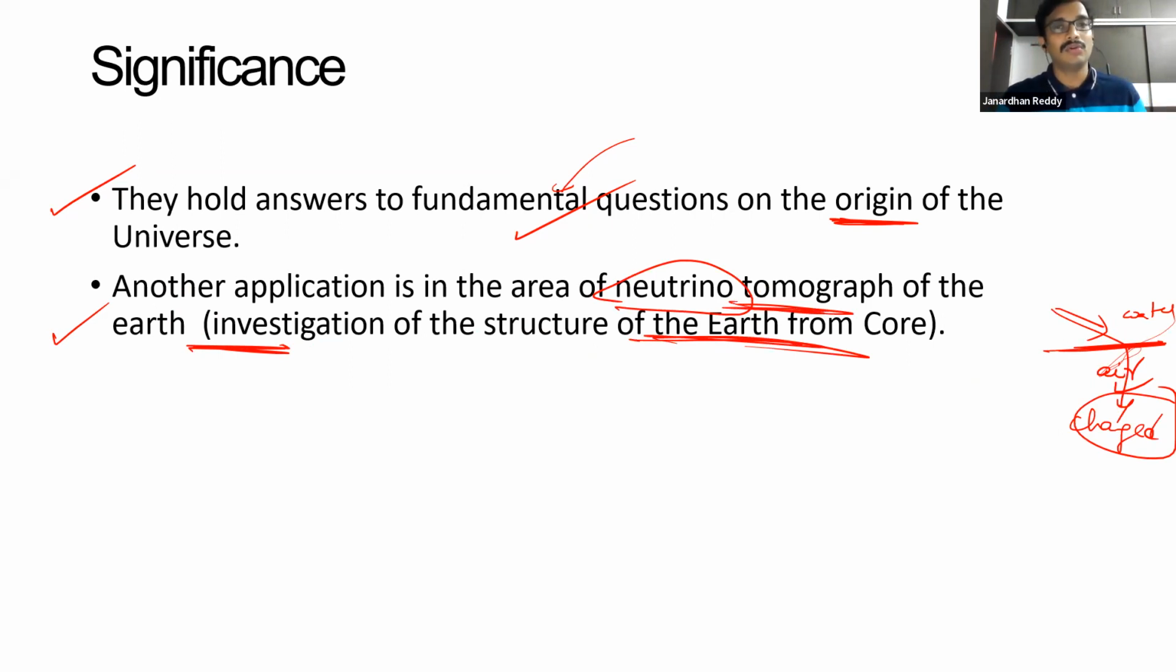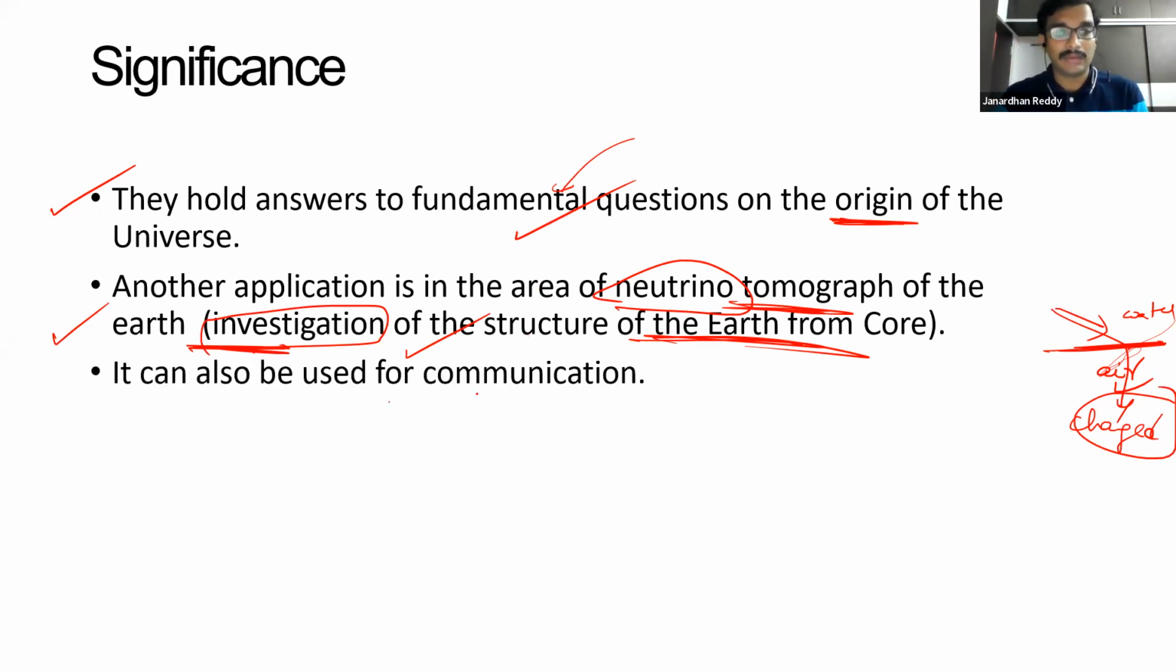See, no one can go deeper into the earth, right? So earthquakes and seismic waves are also of limited scope. So when these neutrinos are so many and are penetrating the earth, we can have a complete investigation of the earth. How it is there, what the structure is internally. Based on that, we can have many applications. So that is the next important significance.